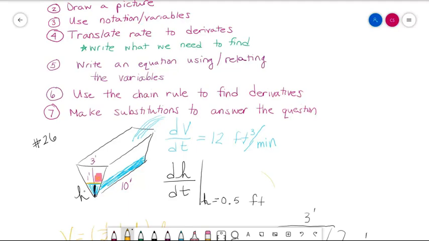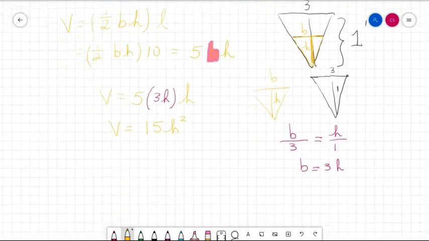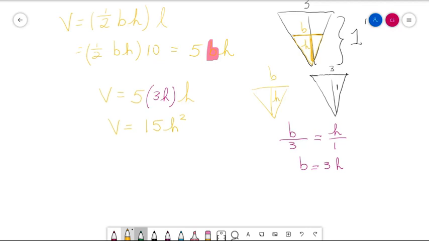And remember, both H, the height of the water, and the volume of the water are functions of time, because every minute we're adding 12 cubic feet of water. So the water level will rise and the volume will rise, dependent on time. Okay, so we're going to take the derivative of both sides with respect to t, and we have to use the chain rule for both variables.